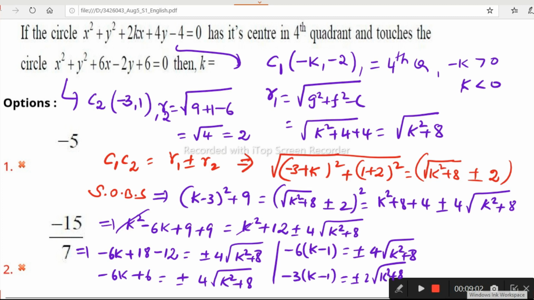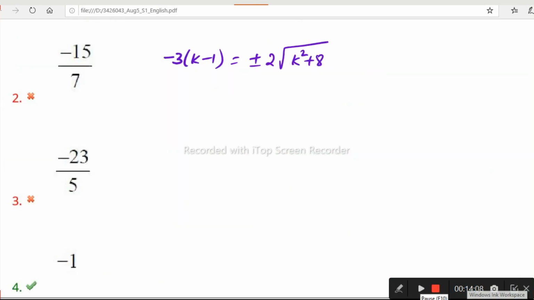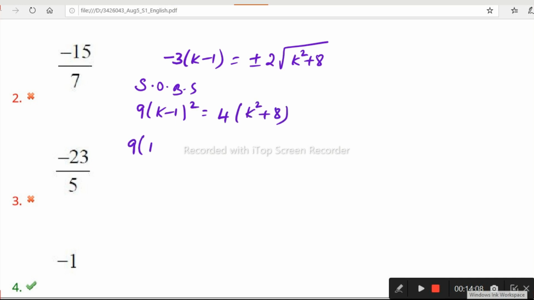Now to get k, again squaring on both sides. Let us see the further steps. Yes, we have to take further squaring on both sides. It becomes minus 3 whole square, that is 9, into k minus 1 whole square. The right side becomes plus or minus 2 whole square, that is 4, the square root gets cancelled, into k square plus 8. Again you can expand it: k minus 1 whole square, k square minus 2k plus 1, is equal to 4k square plus 4 eights, 32.